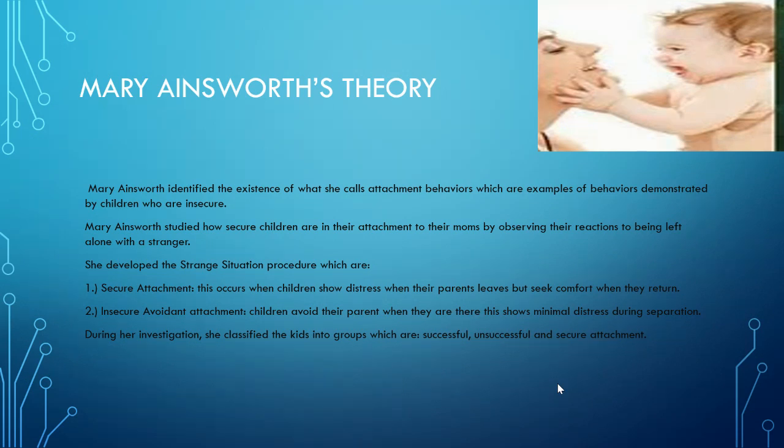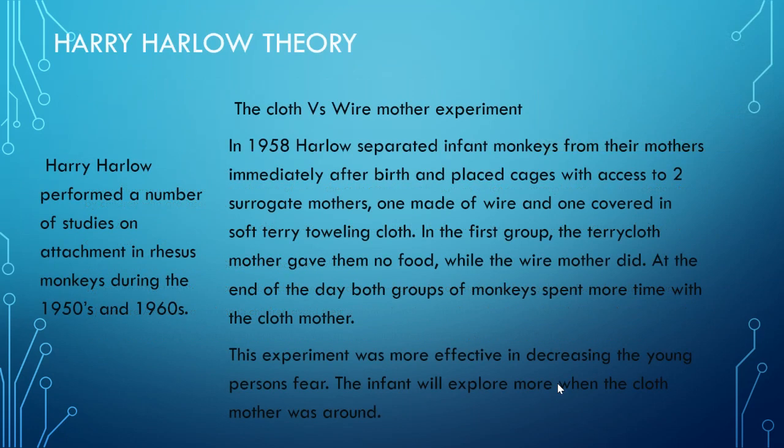Insecure avoidant attachments. This occurs when children avoid their parents when they are there. This shows minimal distress during separation. During her investigation, she classified the kids into groups, which are secure, insecure avoidant, and insecure attachments.